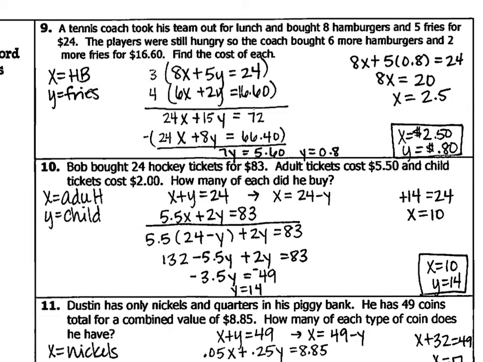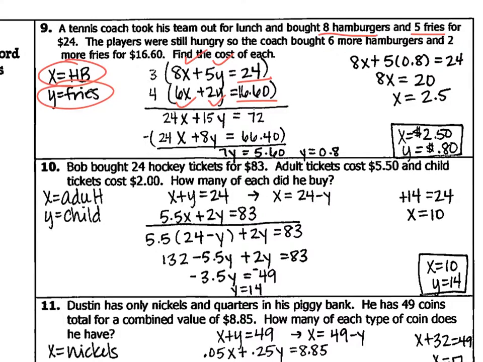Now, let's take a look at this one, number 9. A tennis coach took his team out for lunch and bought 8 hamburgers and 5 fries. So we're going to let x equal hamburgers, y equal fries. So you have to define your variable. So 8 hamburgers, 5 fries, and that came to a total of $24. 6 hamburgers plus 2 fries came to a total of $6.16.